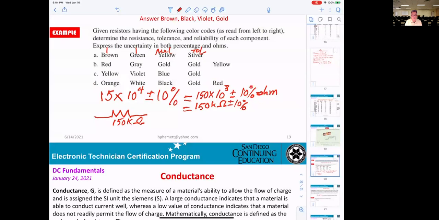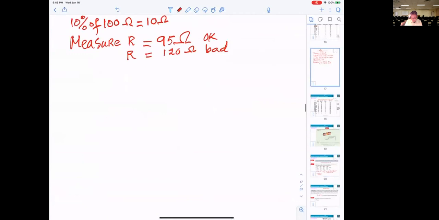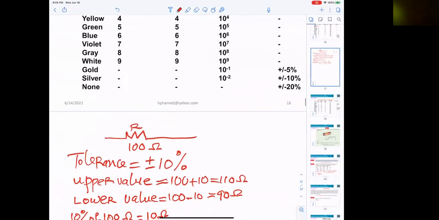Mr. Pham, is a color code or this table a form of a data sheet for resistors? I'm not saying it's a data sheet. I'm saying, is it sort of like a data sheet? No, normally you want this table. That's it: general purpose resistor color code.